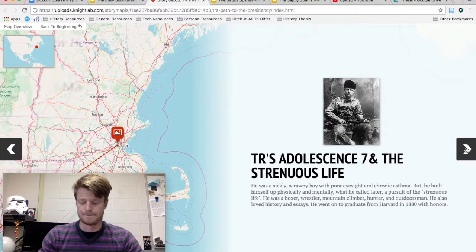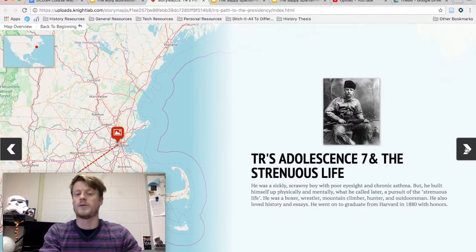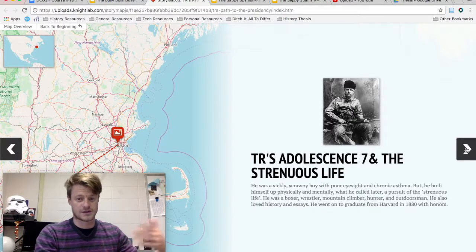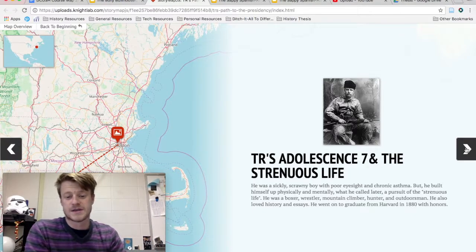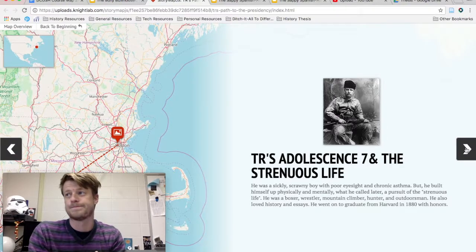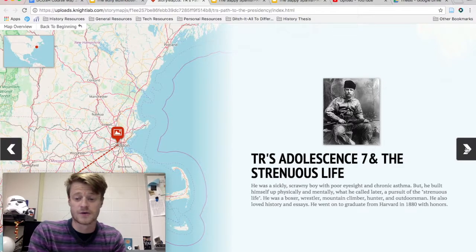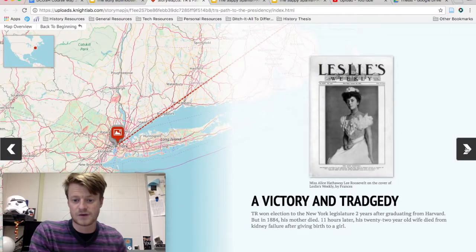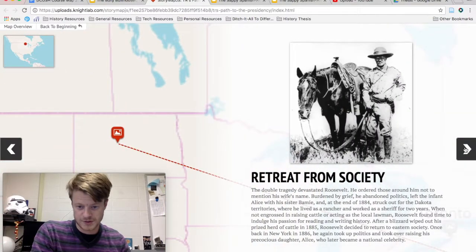So he is informed by a whole bunch of things in his childhood that will go on to translate to him being president. As it says here, he's a sickly, scrawny boy with poor eyesight and chronic asthma, but he did build himself up to be very physically fit and also mentally strong. He does eventually come to call this the strenuous life, to pursue being very, very physically fit, and as well to be sharp, not necessarily spiritually, but intellectually, very sharp as well.